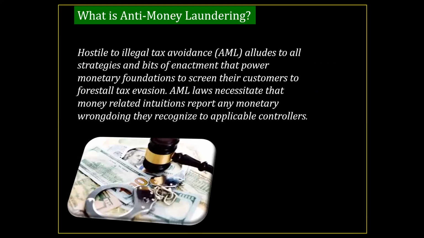The first thing that we are going to talk about is what is AML. Anti-money laundering is a set of policies, procedures and technologies that prevents money laundering. It is implemented within government systems and large financial institutions to monitor potentially fraudulent activities. AML laws necessitate that money related institutions report any monetary wrongdoing they recognize to applicable controllers. So basically, AML is a set of policies, procedures, and technologies that prevent money laundering. And AML controls include knowing your customers, software filters, and implementing holding periods.